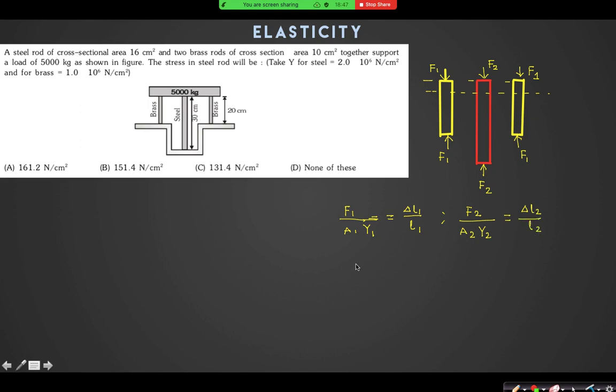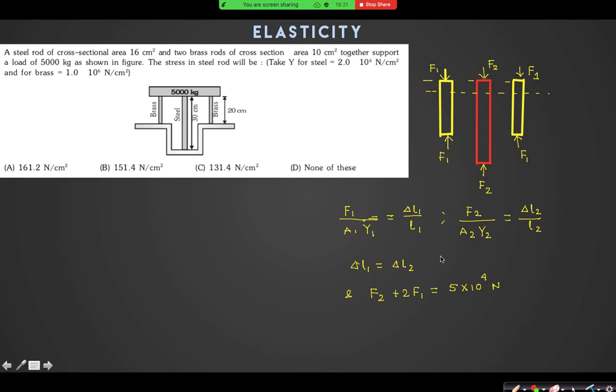One more equation we know is that delta L1 is equal to delta L2, and F2 plus 2F1 is equal to 5000 kg, which means 5 into 10 power 4 Newton. Can we write these equations? Just check if the equations are correct.